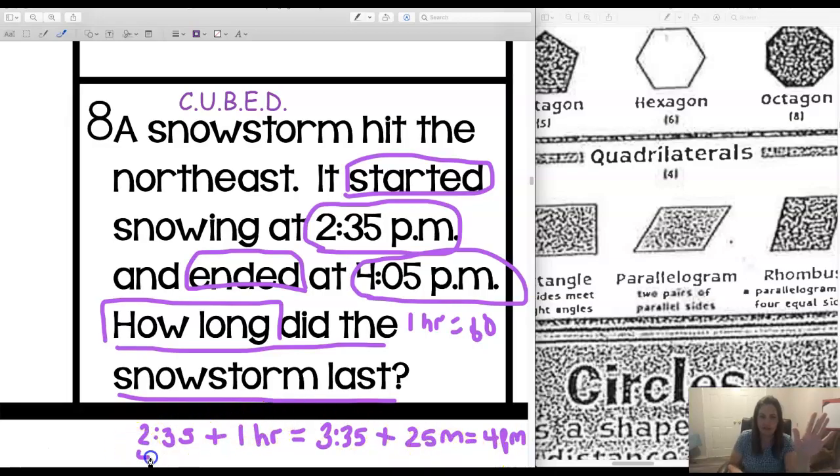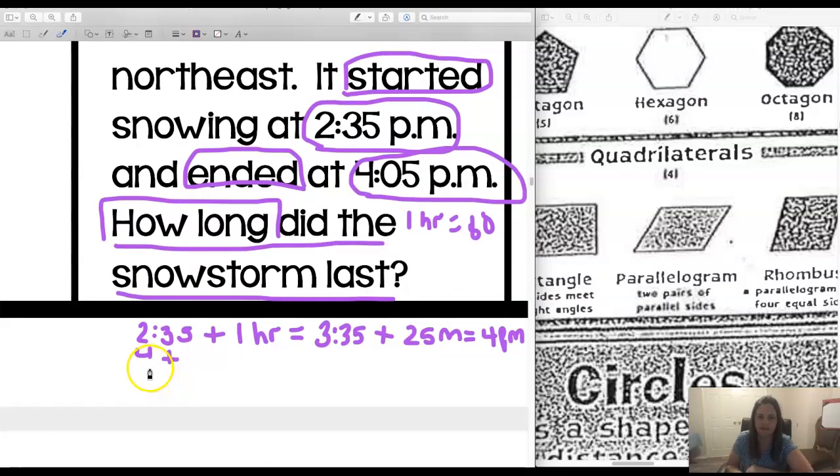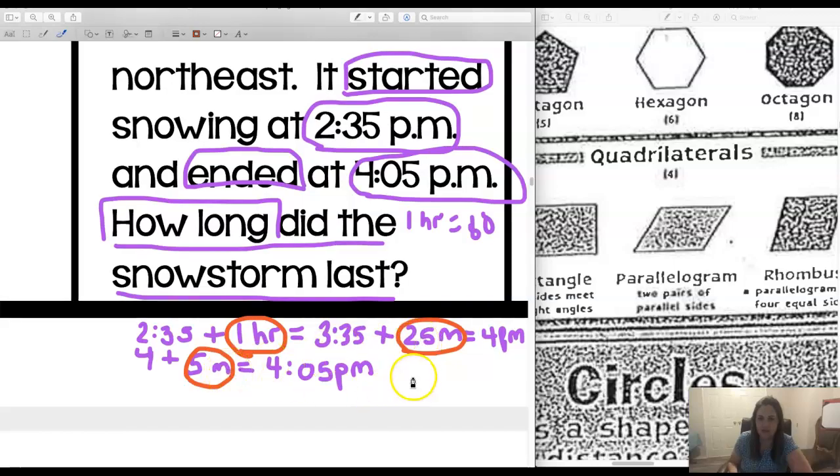So then I have to take my 4 p.m. and I still have to add another 5 minutes to that to get 4:05 p.m. So what I'm going to do now is circle all the times I did. So here I had to add 1 hour, 25 minutes, and 5 more minutes. So 1 hour, and then 25 minutes plus 5 minutes equals 30 minutes. So how long did the snowstorm last? It lasted for 1 hour and 30 minutes. And you're going to go ahead and write that in a sentence. 1 hour, 30 minutes. I'm going to let you do that on your own.